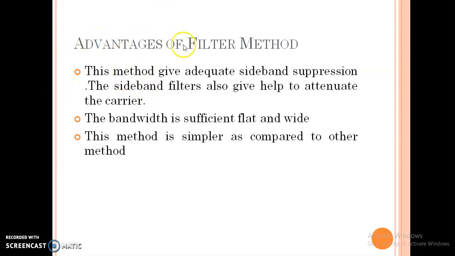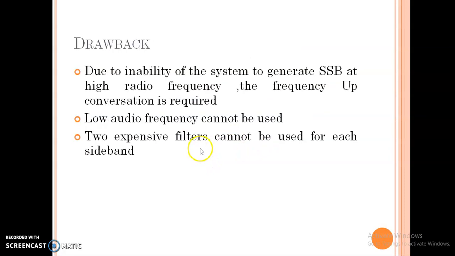So what are the advantages of the filter method? This method gives adequate sideband suppression. The sideband filter also helps to attenuate the carrier. So bandwidth efficiency is achieved in this one, and this method is simple as compared to the other methods.